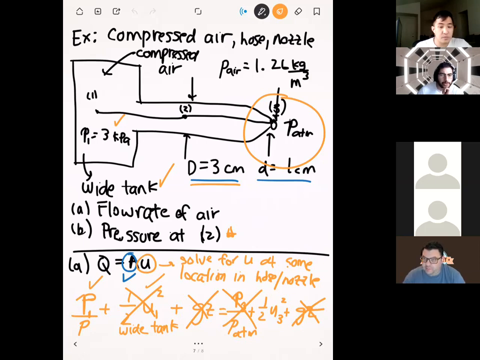So why is it that we didn't go with point two again? Because we weren't given a pressure, so we had two unknowns because of that reason. Exactly. So at location two, we're not given a pressure, and we need to solve for it in part B, so we'd end up with one equation and two unknowns that we wouldn't be able to solve for. Okay.